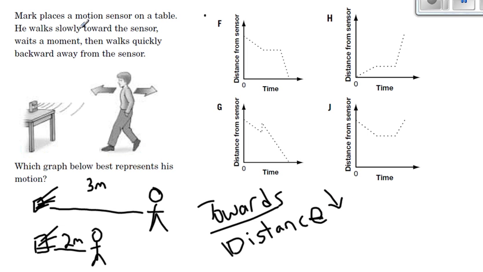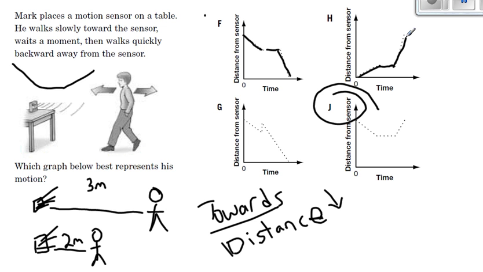So if he walks towards the sensor, waits a moment, and then walks away, I'm looking for a graph that does this. Towards, waits a second, away. And if you look, that's definitely what J is doing. So the answer is J. And just to be sure, look at graph F. In F, we're going towards, rest, and then towards still. In H, you're going away, rest, and then away. Definitely not F or H.